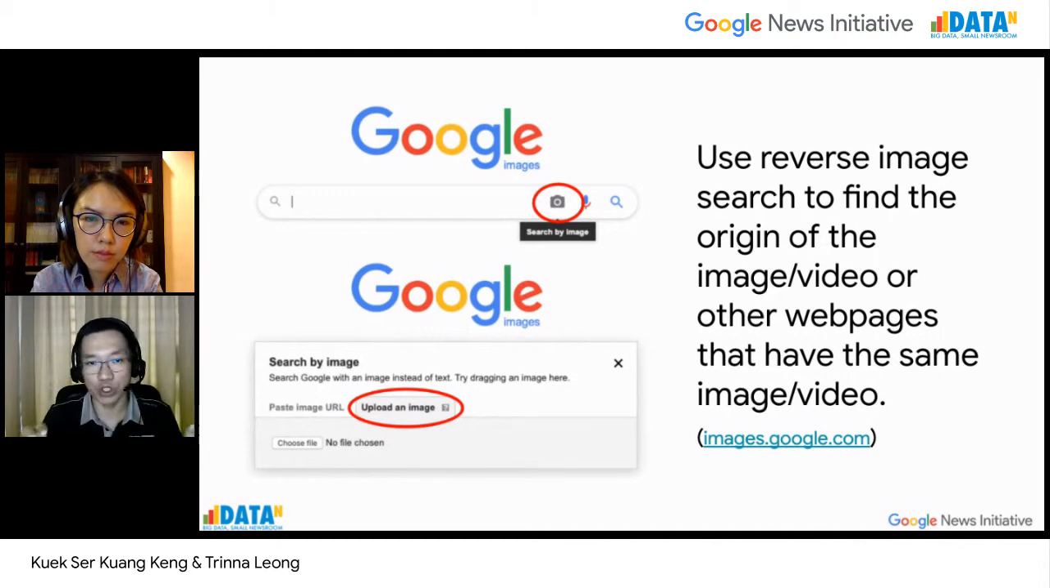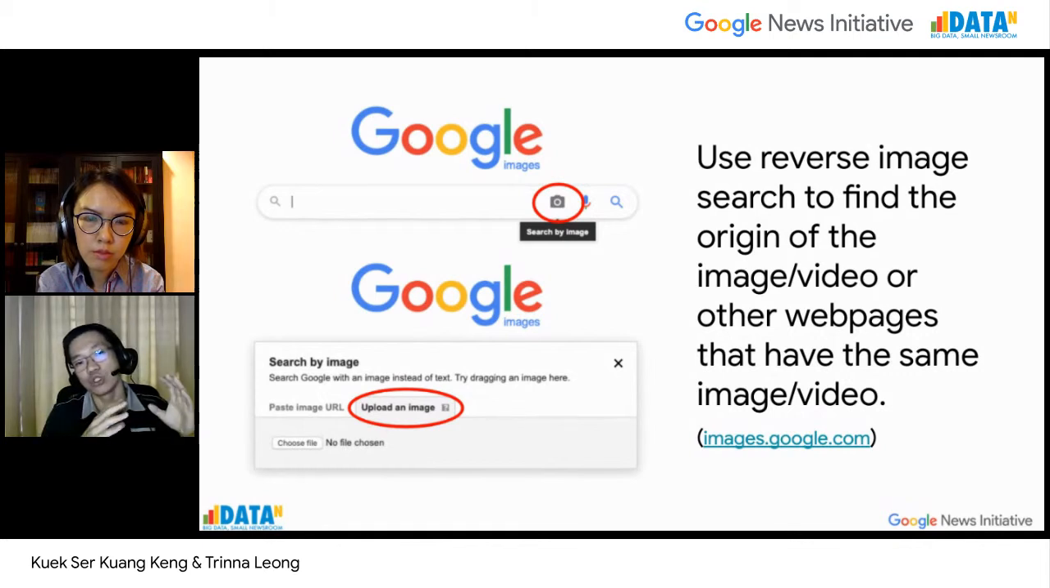There are several tools to do that. One of them is Google Images. So the URL is images.google.com. You go there, you click on the small camera icon. You click on it, and you are able to upload an image and search by using the image, right?